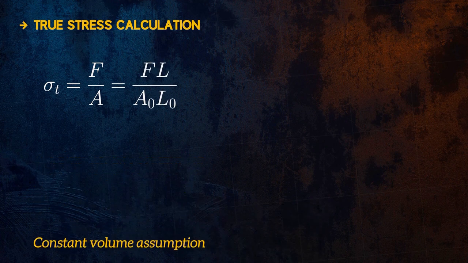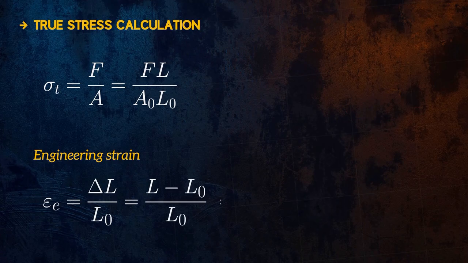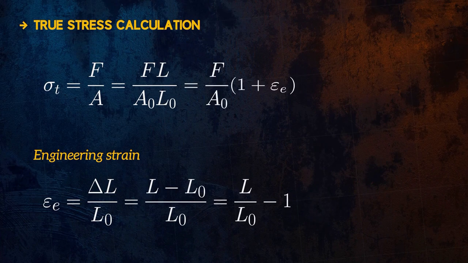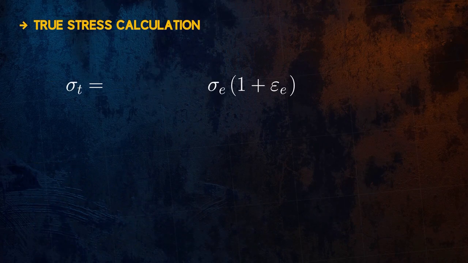The definition of engineering strain is that it is the change in length divided by the original length. We can rearrange this equation to the form L divided by L0 minus 1, and we can use this to obtain an equation for true stress, which is a function of the engineering stress and engineering strain, both of which can easily be obtained from a tensile test.